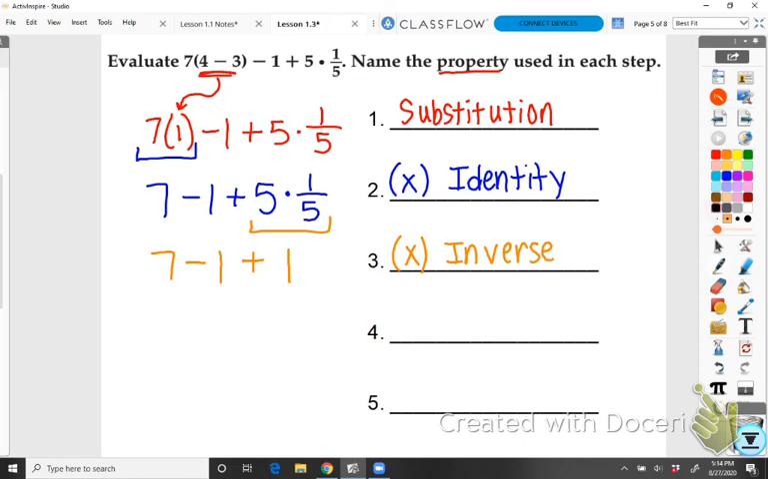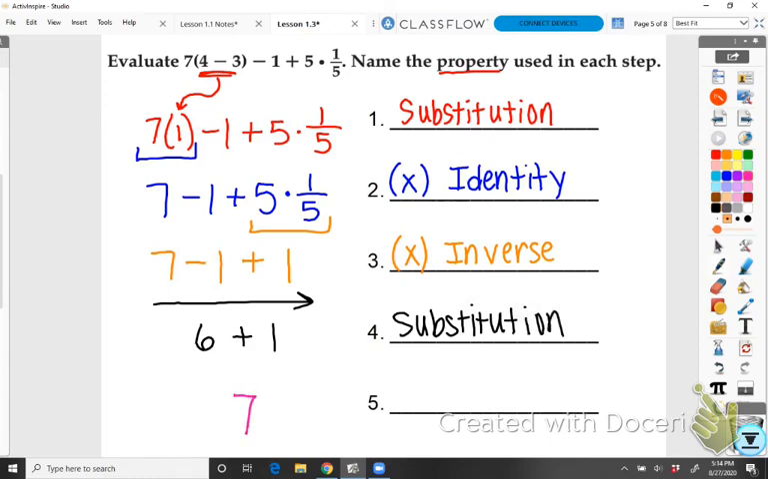Then I could do adding and subtracting left to right. So 7 minus 1 is a 6. When that just turned into a 6, that was substitution. And then we should know that 6 plus 1 is 7. So I could also substitute that number in.